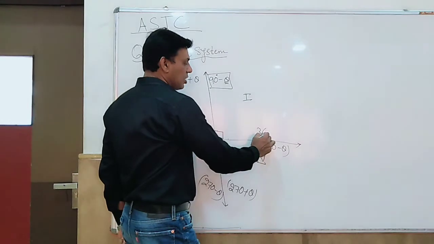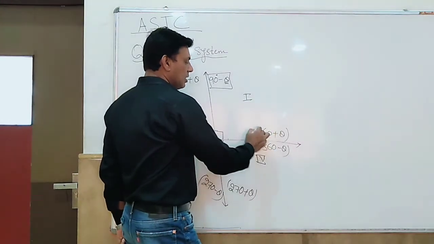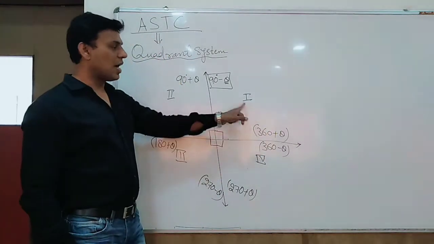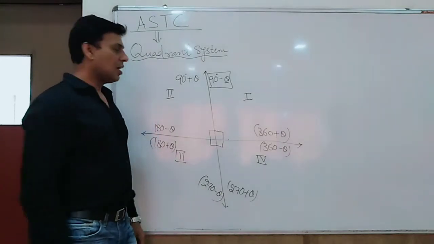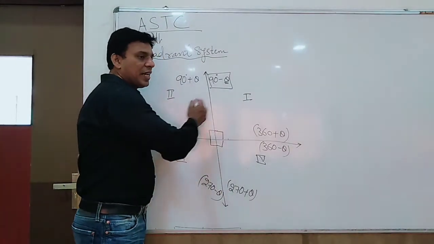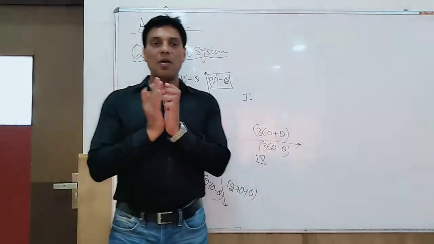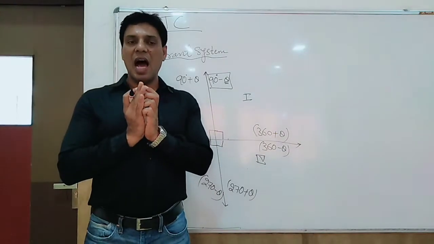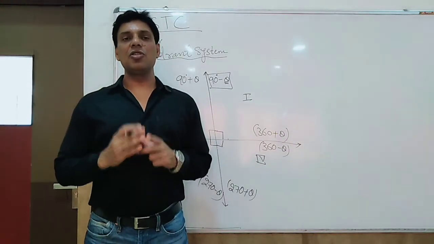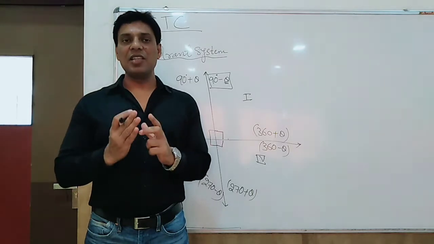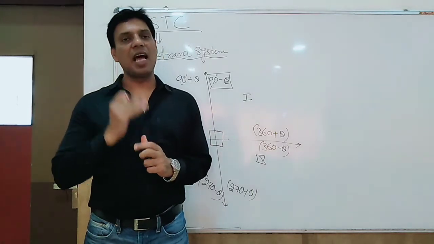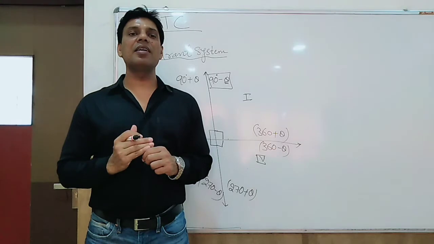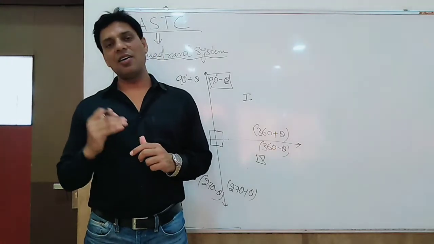If I am writing down 360 plus theta, then it means you are now in the first quadrant. Now this cycle will keep repeating itself. So I want to tell you, after breaking the angle, you need to know in which quadrant your angle is lying, whether it is the first quadrant, second quadrant, third or fourth.